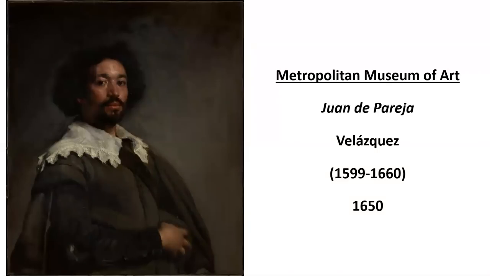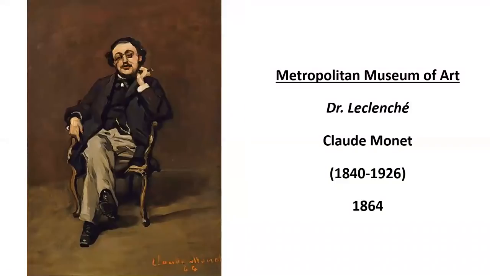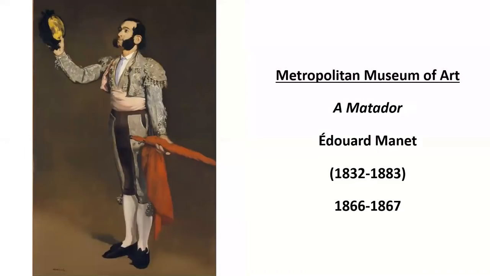Now the Metropolitan Museum of Art in New York, as you can imagine, has a fabulous art collection with a lot of incredible artworks. And this is one of their famous paintings from the year 1650. This is a Monet painting, the earliest one of the 50 that we're going to be looking at tonight. It's from 1864. And this is another painting by Monet's friend Manet, done 2 or 3 years later, in 1866 or 1867.